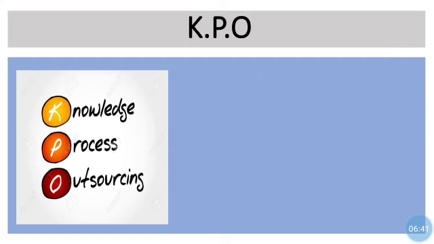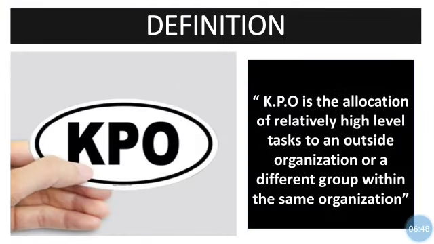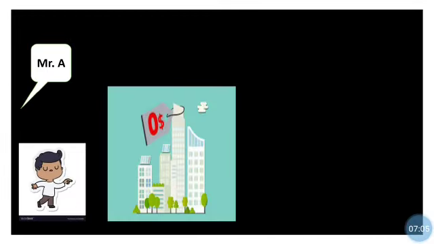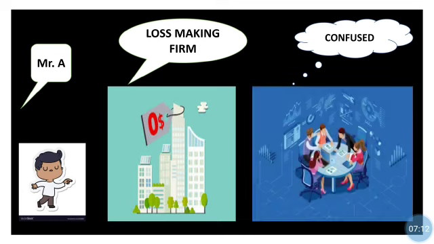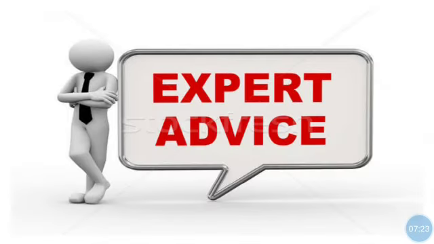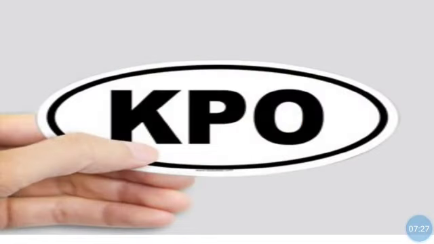Let's study the definition of KPO. KPO is the allocation of relatively high level tasks to an outside organization or a different group within the same organization. We'll try to understand this point with an example. Mr. A is the owner of a company and the company is continuously suffering a loss. All are confused. No one is able to suggest a way to avoid loss. Then the firm decided to take expert advice. Here the firm enlisted the help of KPO, that is, knowledge process outsourcing.